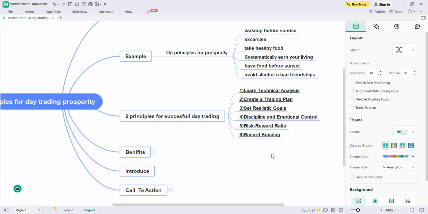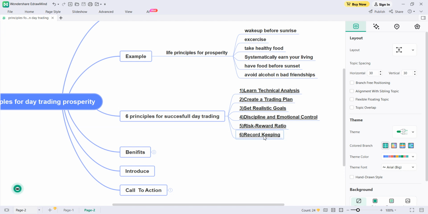Like that, this is the top principle in day trading. You have to keep records. This is otherwise called journaling. When you journal the trades, what should the journal include? You have the technical analysis, right? And you have a plan, you set your realistic goals, you discipline and control yourself, and you know what risk you are taking in the trade, and you record this every day.